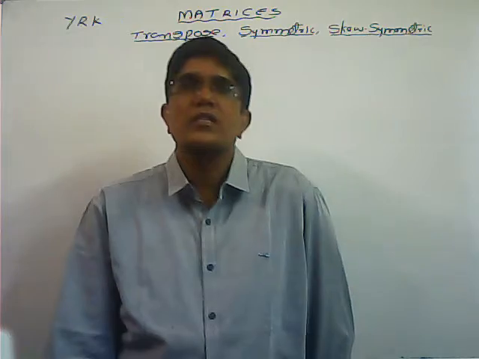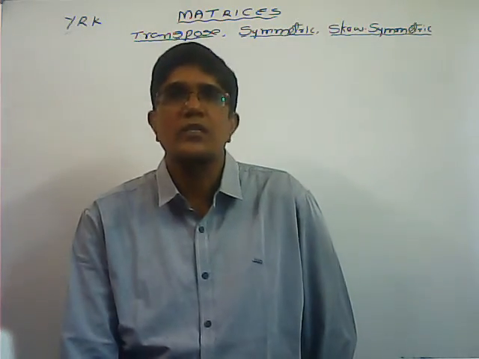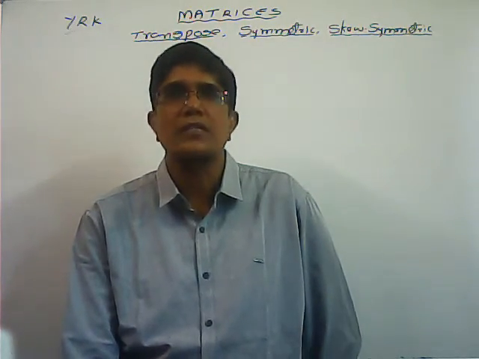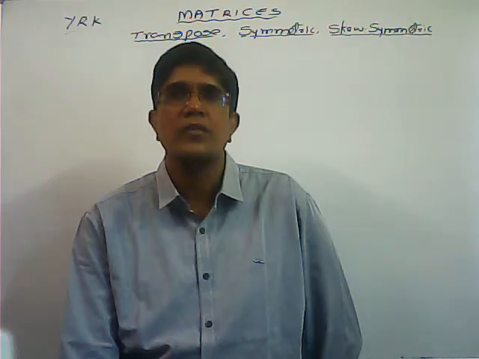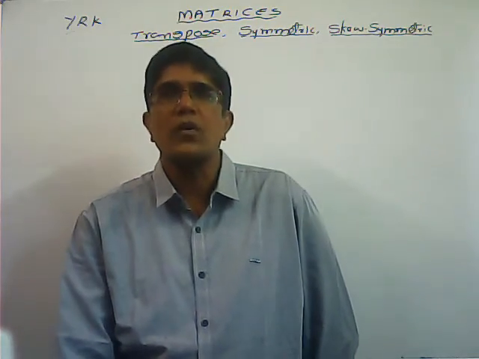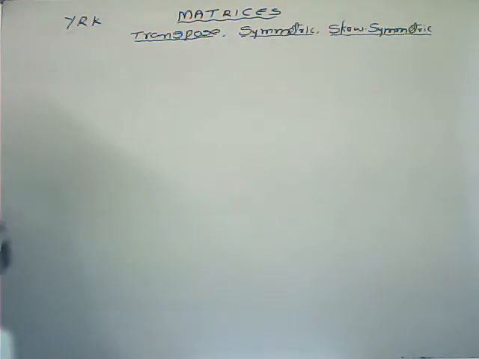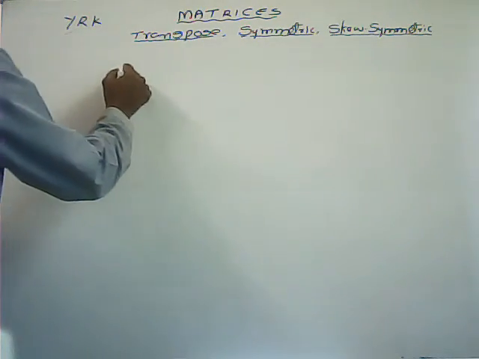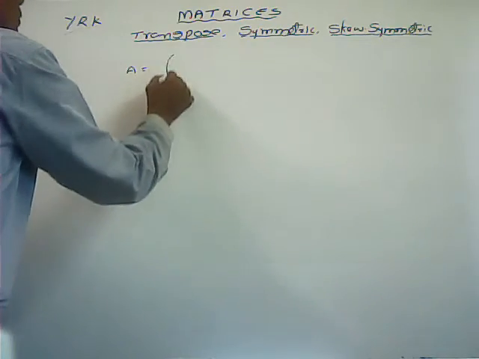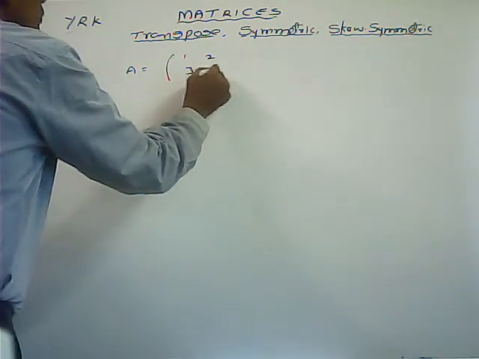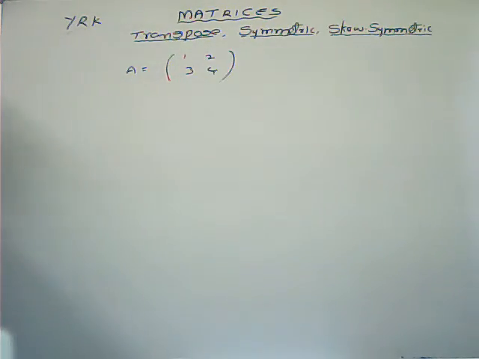In this video class, I am going to discuss the transpose of a matrix, symmetric and skew symmetric matrices, including concept and objective also we can discuss. Now, what is the transpose of a matrix? For example, A is equal to 1, 2, 3, 4. This is one of the matrix.